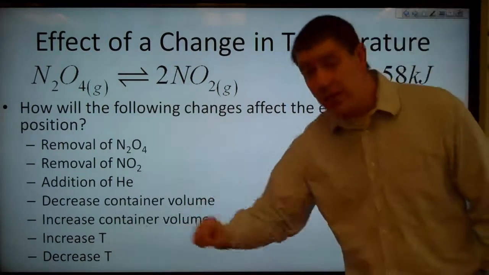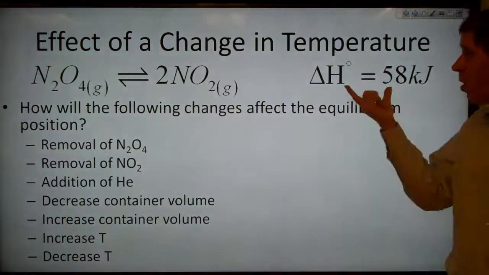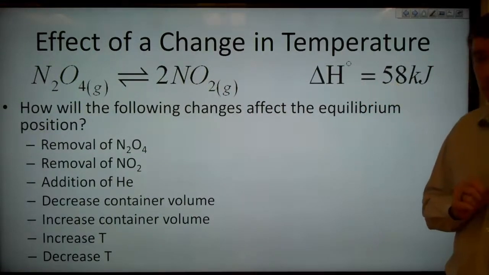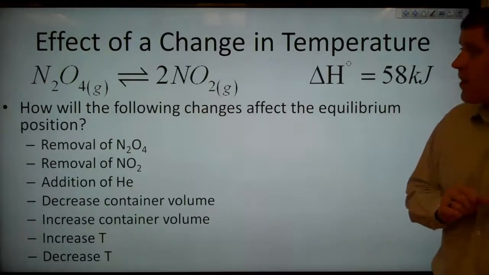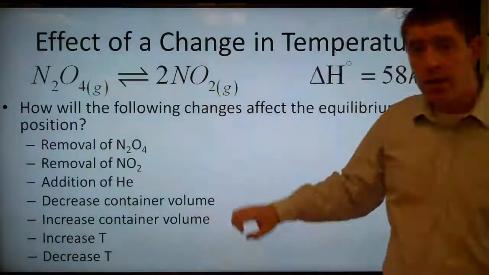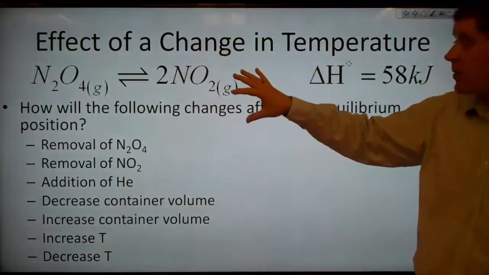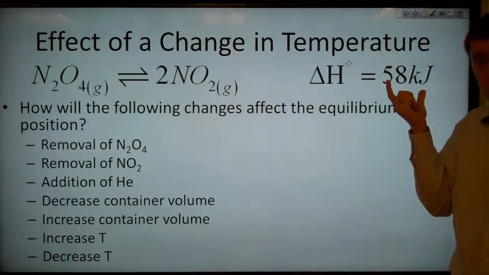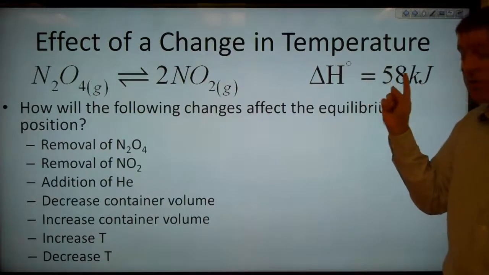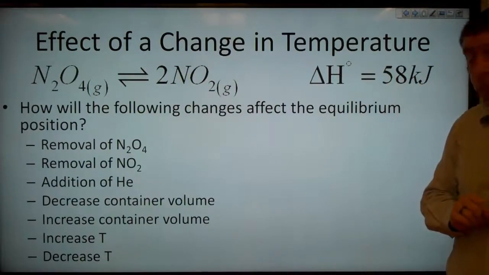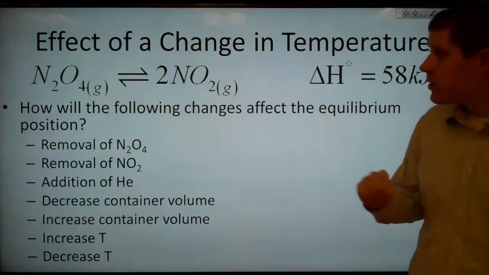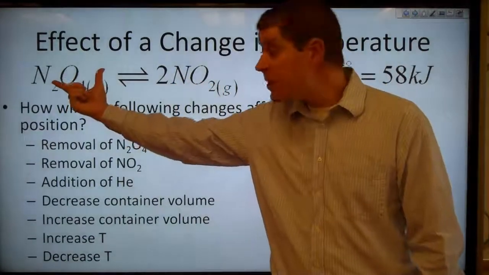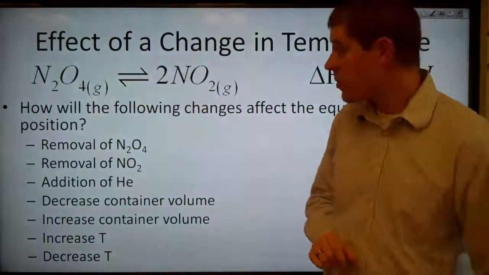So now let's look at increasing and decreasing the temperature. So remember that I told you that the enthalpy change was 58 kilojoules, which means that in going from the left side to the right side, from the reactants to the products, we have an increase of 58 kilojoules. If it were a decrease, we'd have a negative sign here, but we don't have a negative sign. We have a positive sign. So that means that the right side has more energy than the left side, which means that we have to put in energy to get this process to happen.